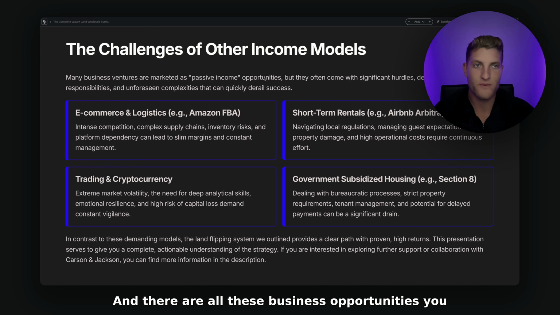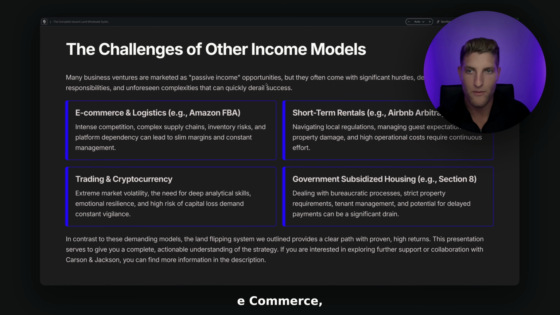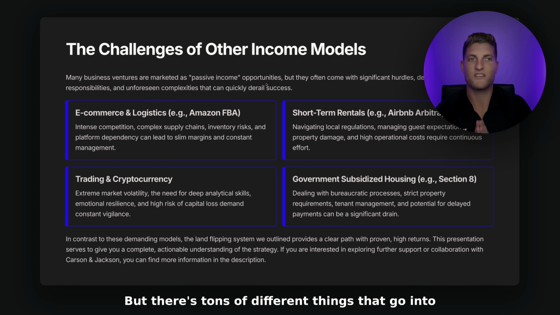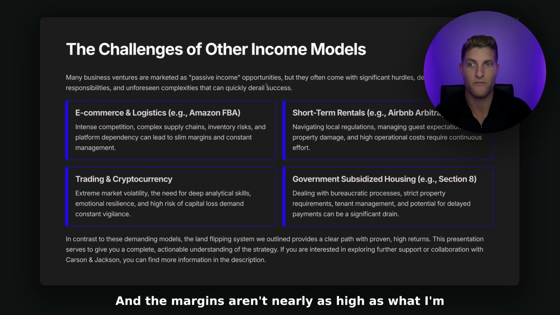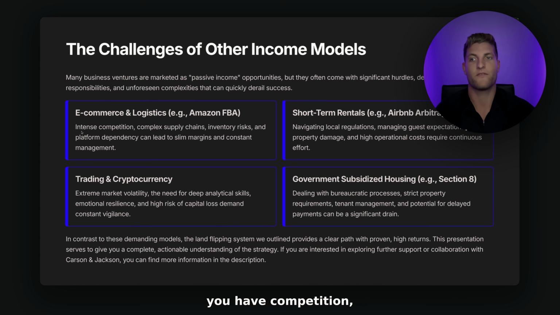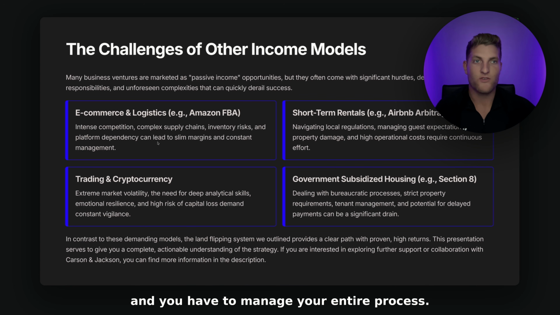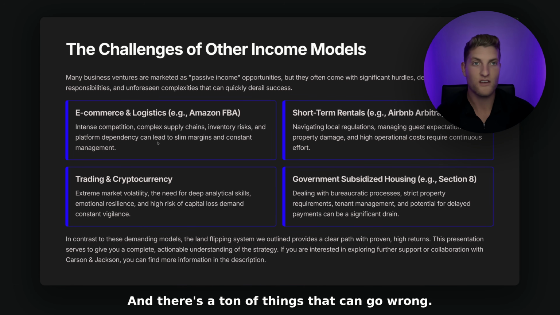And there are all these business opportunities you see online. E-commerce, Amazon FBA, Airbnb arbitrage, trading, cryptocurrency, Section 8, all this stuff. But there's tons of different things that go into it and a ton of different headaches. And the margins aren't nearly as high as what I'm about to show you here. So e-commerce, you have competition, you have inventory, you have slim margins, and you have to manage your entire process, and there's a ton of things that can go wrong.